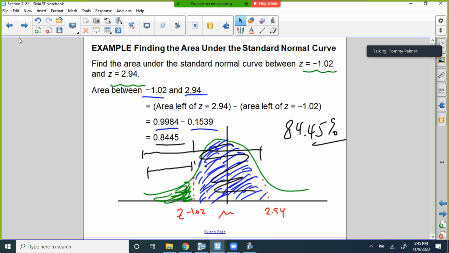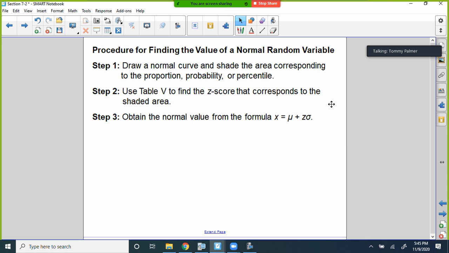All right. So, procedures for finding the value of a normal random variable. We're going to draw a normal curve and shade the area corresponding to the proportion, the probability, or the percentile. Now, they threw in another word, did they not? Percentile. That's the same as the probability or the proportion. That's the area underneath the curve. So it can be called one of three things.